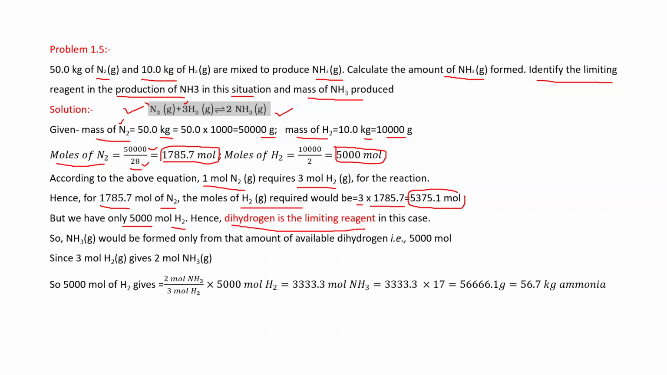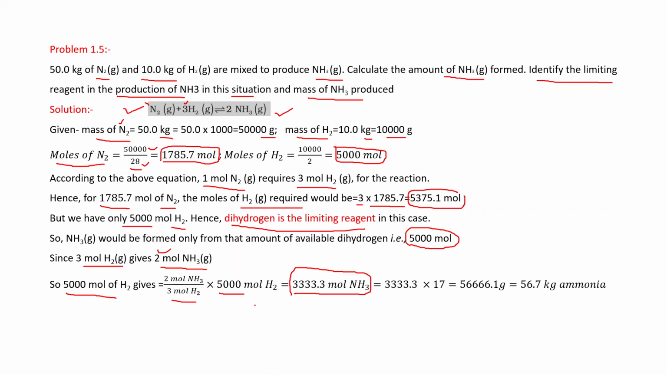Clear? Now, the amount of product is decided by hydrogen because this is the limiting reagent, and the moles of hydrogen available is 5,000 mole. So we can say when 3 mole of hydrogen gives 2 mole of NH3, how many moles of NH3 will be produced by 5,000 mole of H2? So simply the unitary method. From 3 mole of hydrogen, we get 2 mole of NH3. That's why from 5,000 mole of H2, 2 mole of NH3 divided by 3 mole of H2 multiplied by 5,000 mole of H2, we get 3,333.3 mole of NH3. Okay, this is mole.